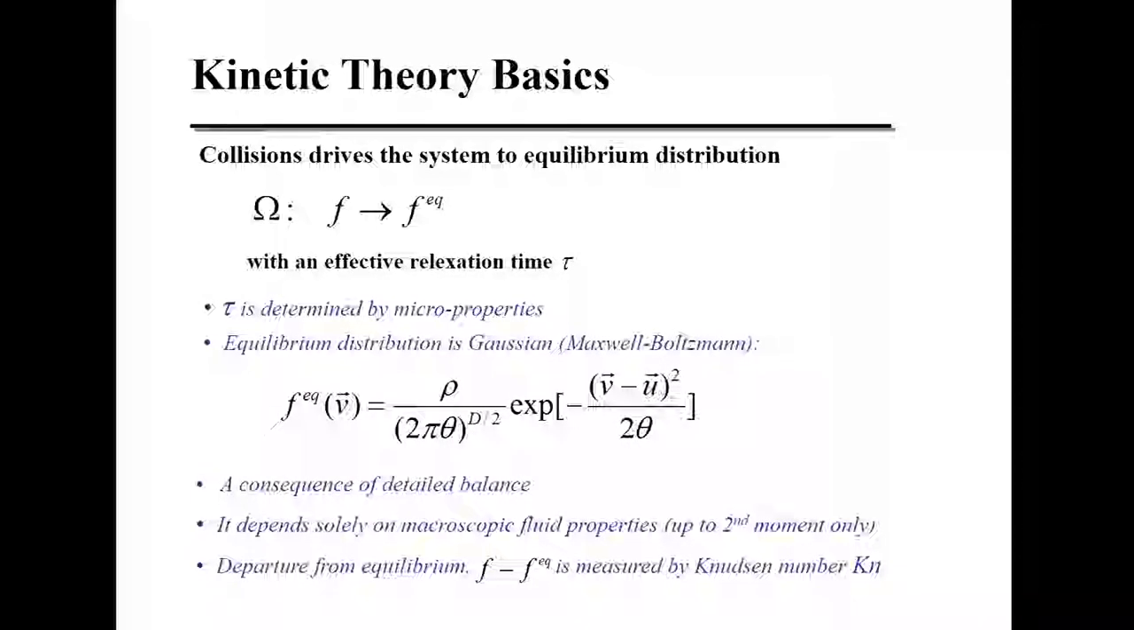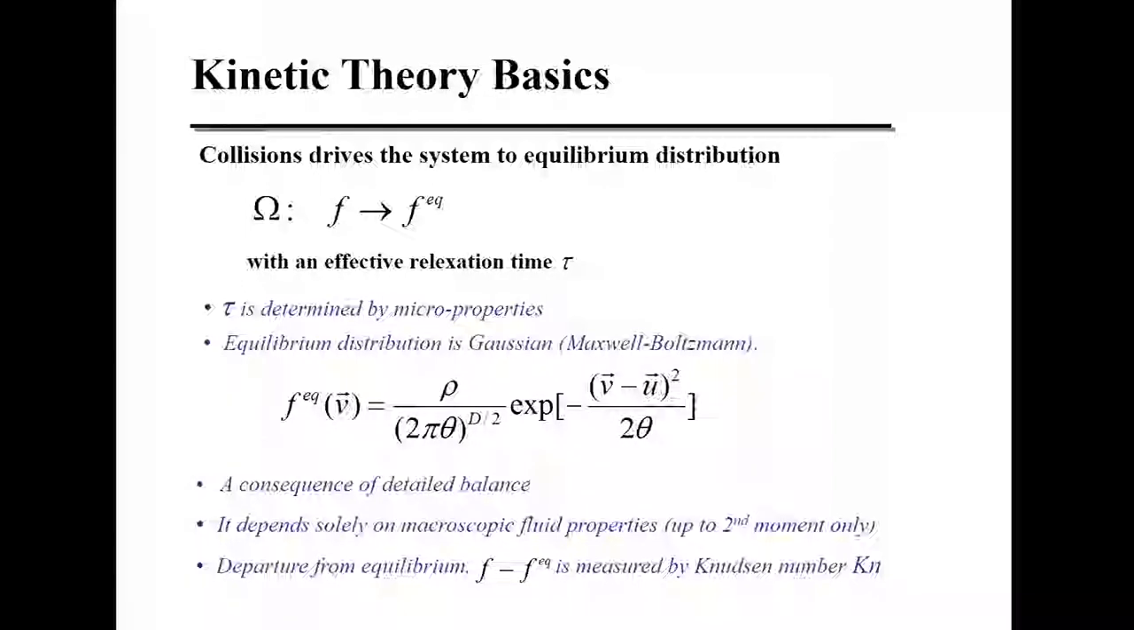Now, let's also review a little bit about the collision process. A collision process has a basic property that, due to the Boltzmann H theorem, it drives the distribution function, whatever kind, towards a more uniform, universal equilibrium distribution function with some sort of effective time scale, which relaxes the function to equilibrium. The equilibrium distribution has a specific Gaussian form, called a Maxwell-Boltzmann distribution. That is a result of the detailed balance of the collision.